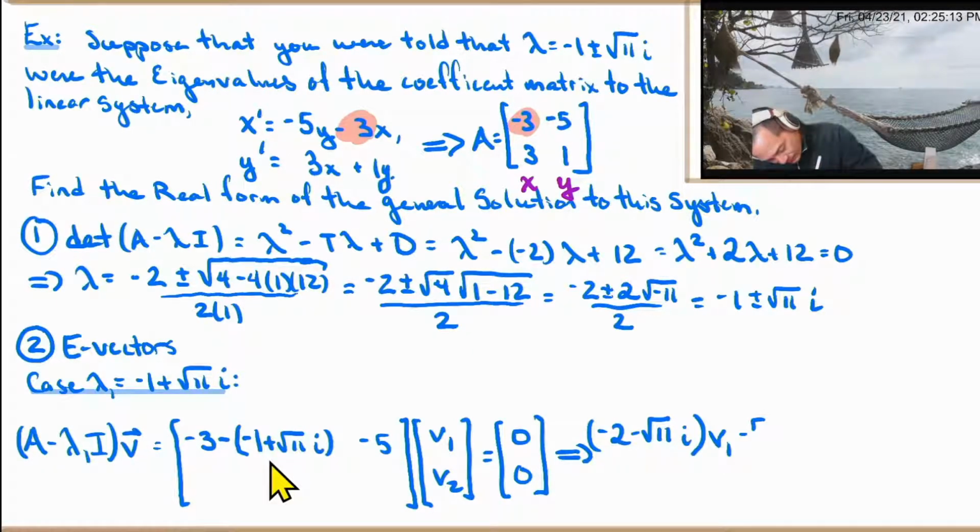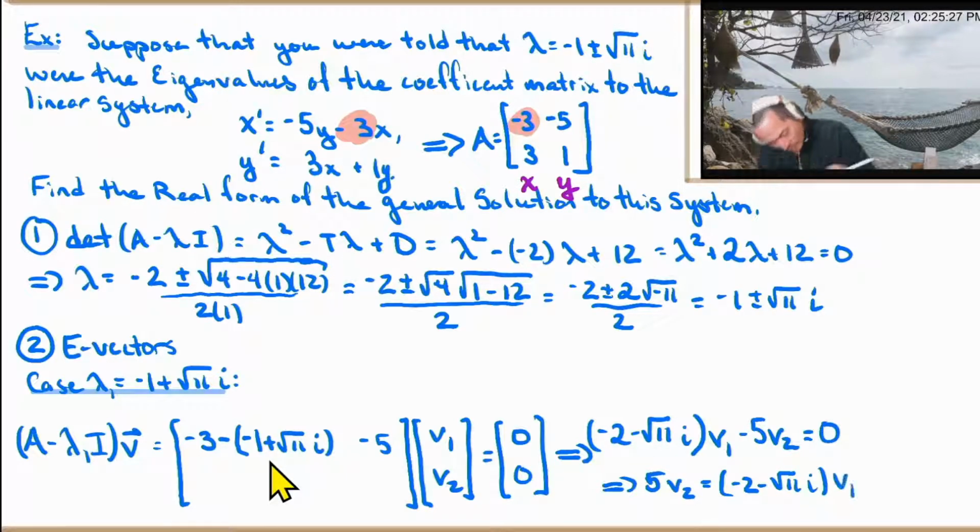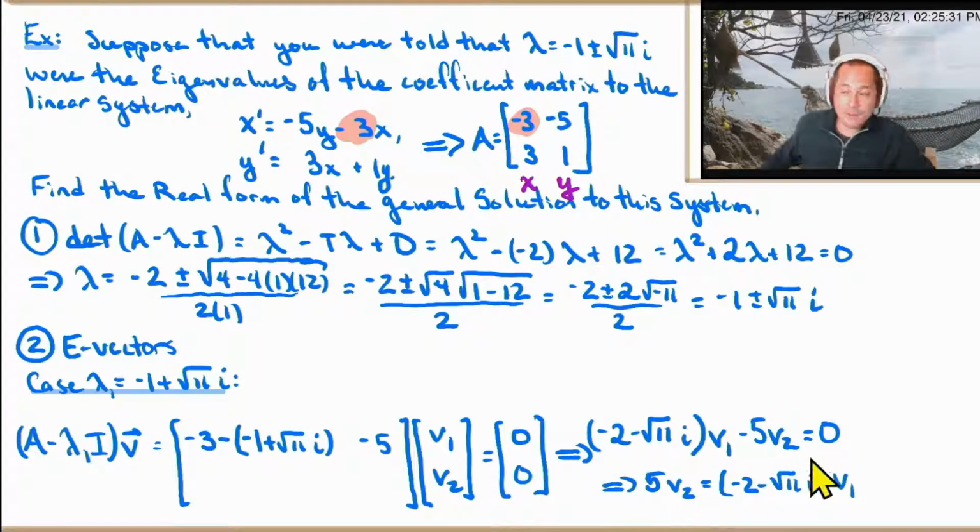And then minus 5v2 is equal to 0. So my equation is actually 5v2 is equal to negative 2 minus the square root of 11 times I times v1. And so now right here, I would choose v1, and then that would uniquely determine v2 because I only have two components here in my eigenvector. It's a 2 vector. And so normally I would choose v1 to be equal to 1. That's just my standard go-to.